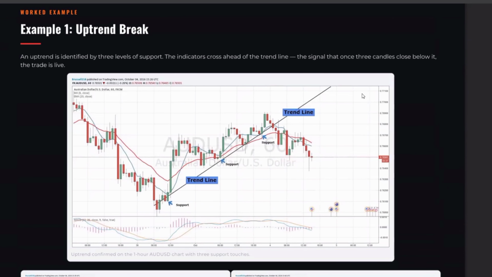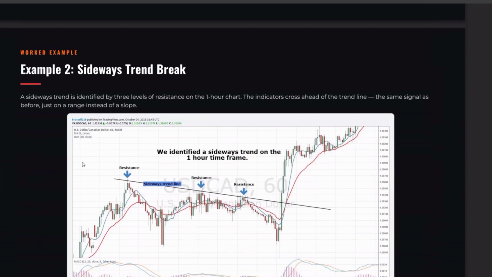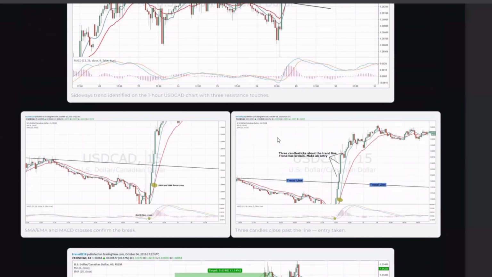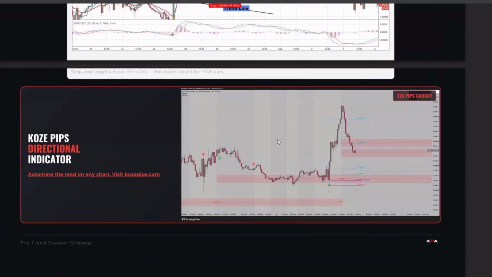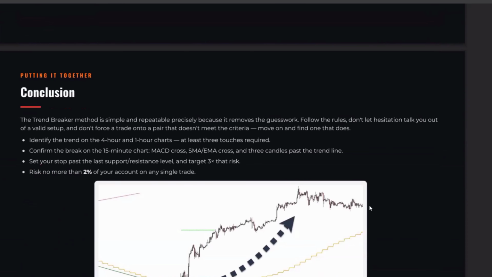And then these are just some examples of uptrend breaks and some more trend breaking, but we already went over that. This is an example of a sideways trend break that I just showed you guys on the live market as well. And that is how you're able to get those setups, right? Pretty much brings us down to the bottom. This concludes our trading on this trend breaker.